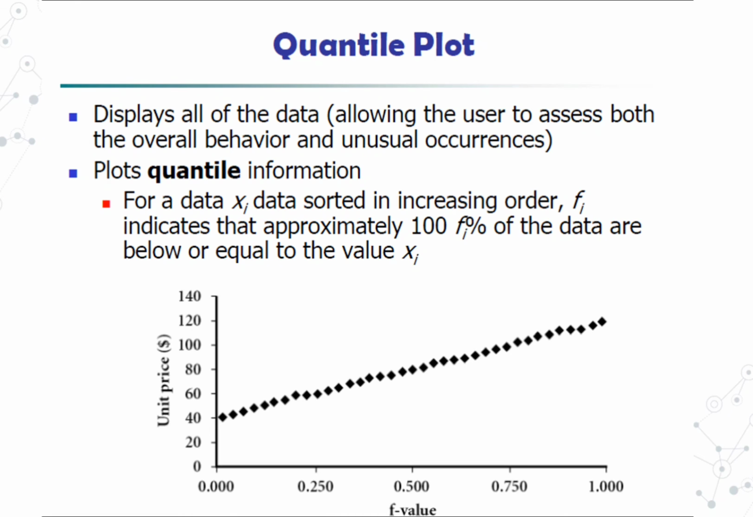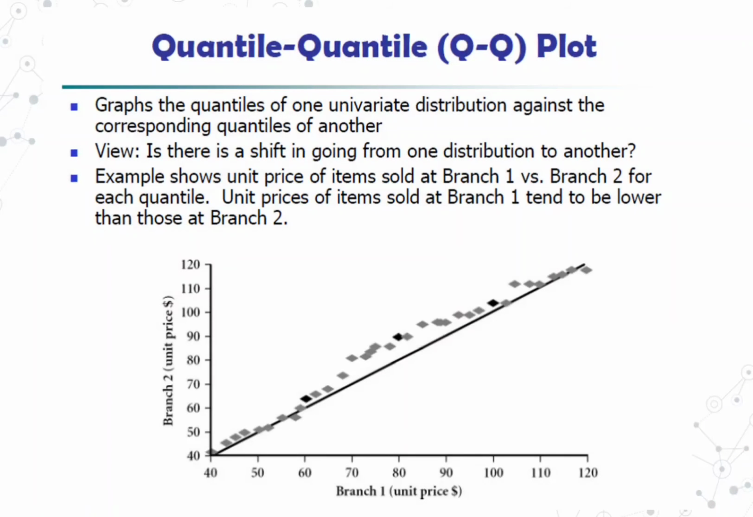Next is the quantile-quantile plot. It graphs the quantiles of one univariate distribution against the corresponding quantiles of another. For example, it shows unit prices of items sold at branch 1 versus branch 2. For each quantile, unit prices of items sold at branch 1 tend to be lower than those at branch 2.